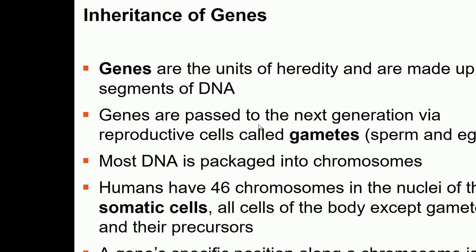We know what gametes are. Gametes are the sex cells: sperms in the males and eggs in the females. We know what somatic cells are. Somatic cells are all the body cells in our body, and in humans we have 46 chromosomes, or 23 pairs. What is the locus? It is the gene's specific position along a chromosome. The chromosomes have millions of genes on them, so every gene has a specific locus.